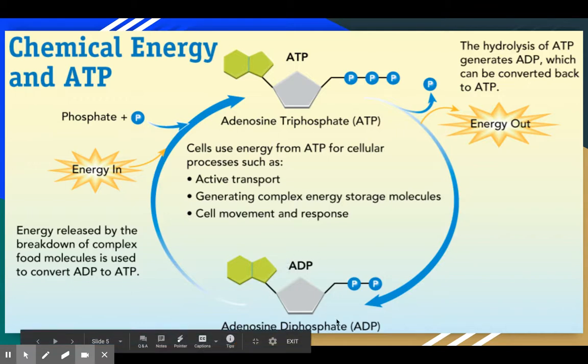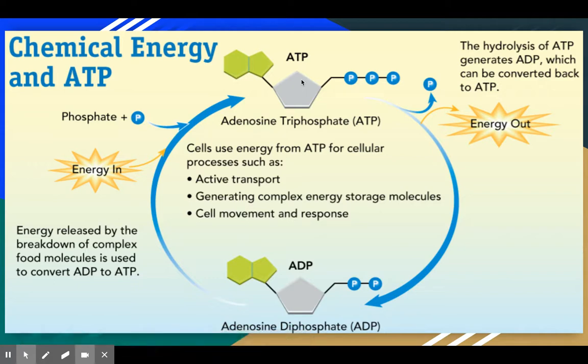So ADP has low energy. ATP has high energy. Why does ATP have high energy? Well, because the energy from the carbohydrates that our cells break down got used with the phosphate group to add that phosphate there and create a new bond.